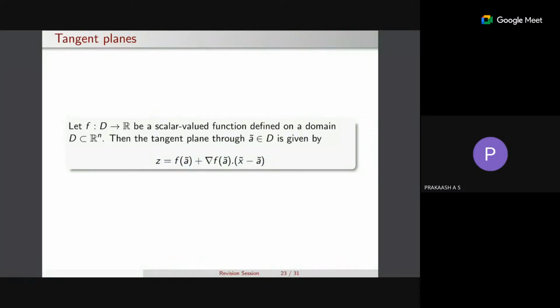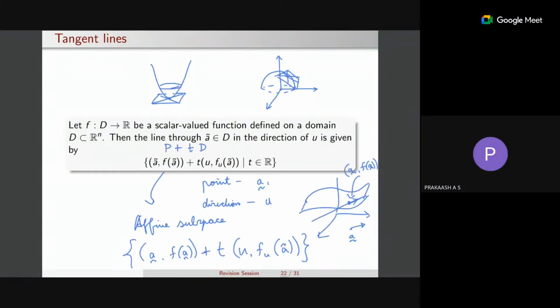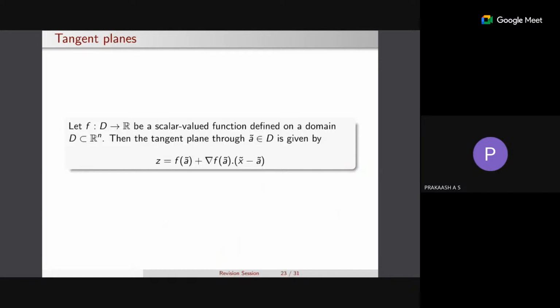The next thing is the tangent plane. Now the tangent line required a point and a direction, an a tilde and a u. But the tangent plane just requires an a tilde. Why? Because there is no particular direction, because you are looking at the whole plane, right?